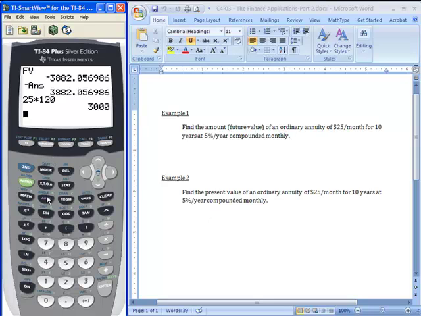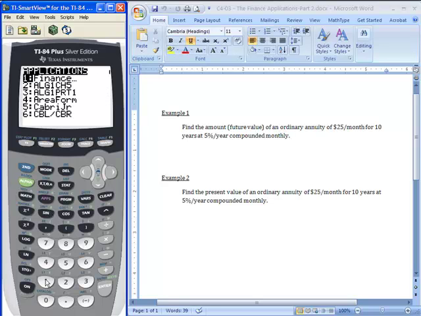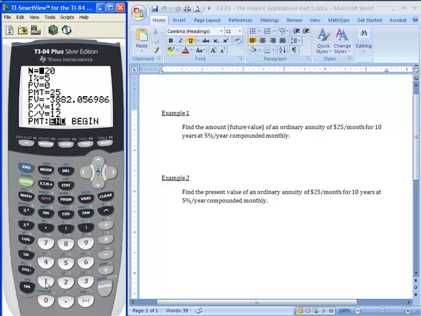All right, so let's go back into our solver. We're going to press Apps, choose option 1 for Finance, and then we'll choose option 1 again on the next menu to choose the TVM solver. There we go. All right, and we've essentially already entered all of the numbers, but there's one thing that we need to be careful of, and that's this future value.